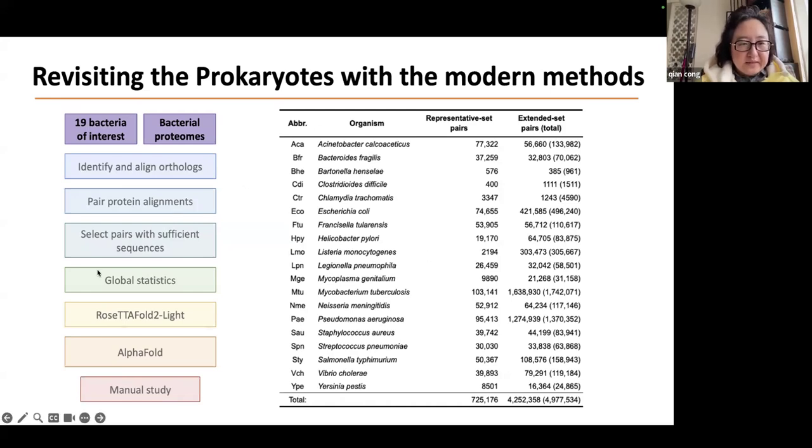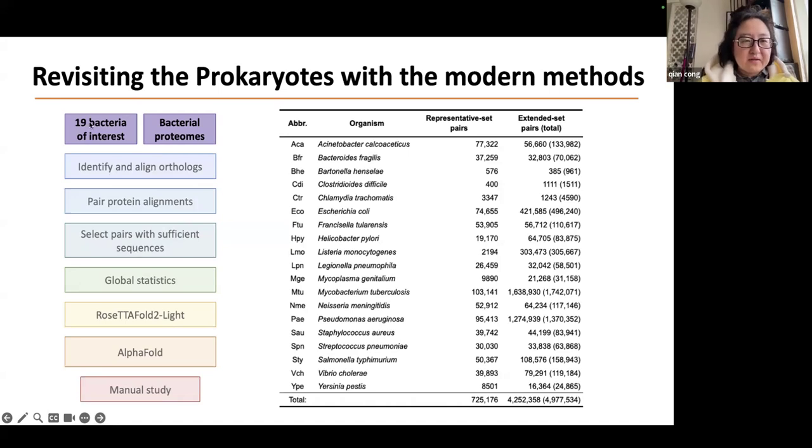As outlined on the left, we took 19 bacteria of interest. Mostly these are human pathogens, so I listed all of them. And then we also found other bacterial proteomes, from which we try to identify and align orthologs. Then we do paired protein sequence alignments, and we selected pairs with deeper sequence alignment.